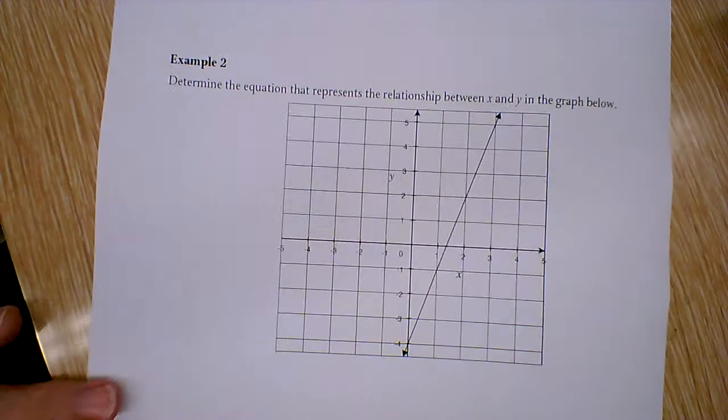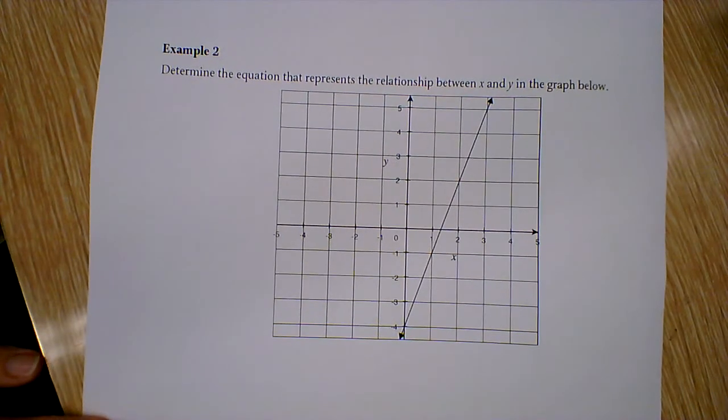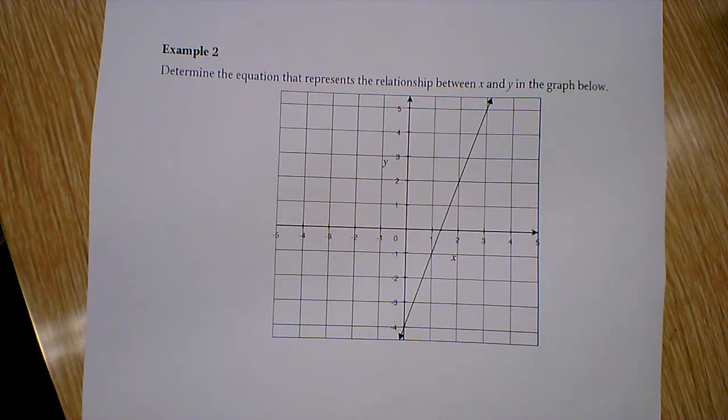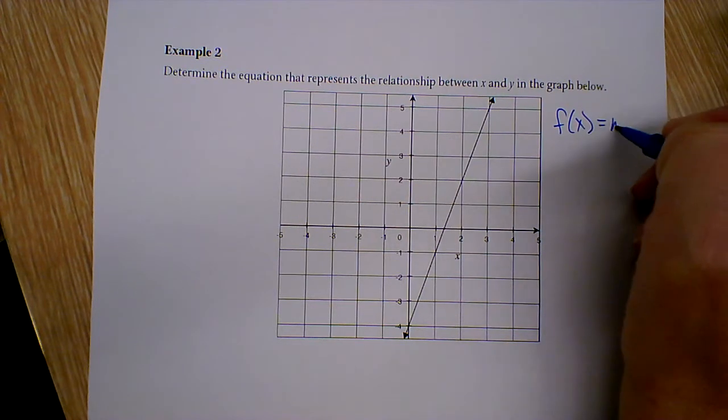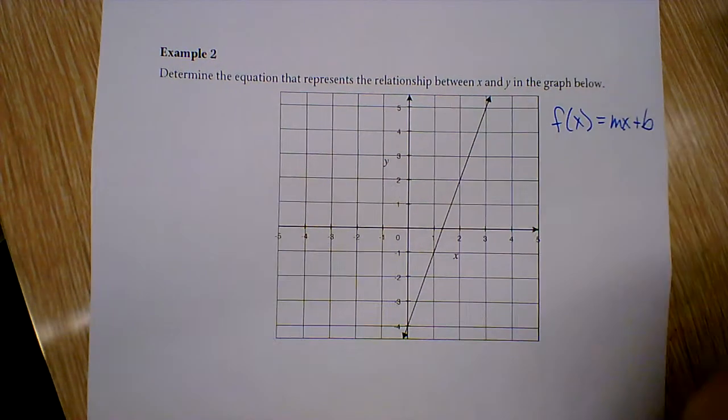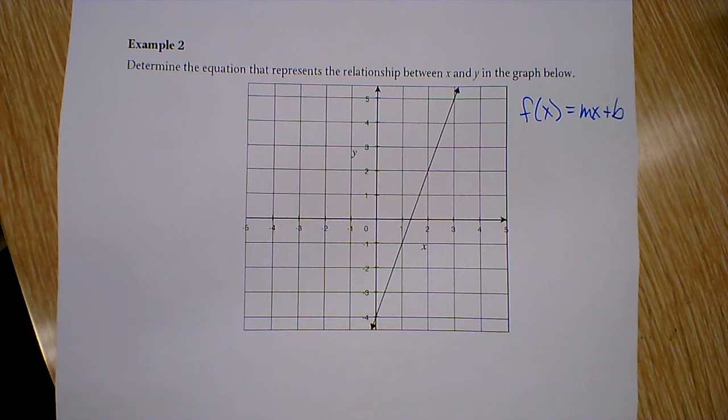Example 2. We look at the example. I notice right away it's a line, so I'm going to write f of x equals mx plus b. I know that's going to be the formula for this function. When I look at it, I need to identify some points now so that I can determine the y-intercept and also try and find the slope.